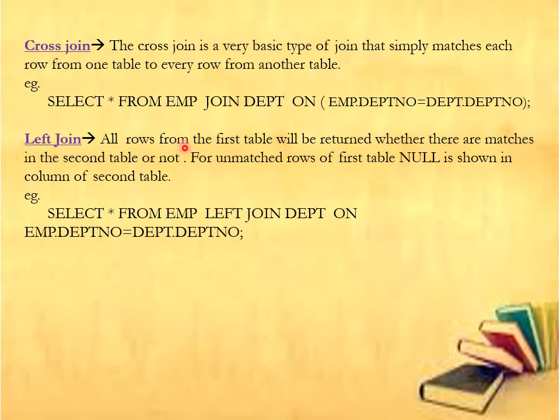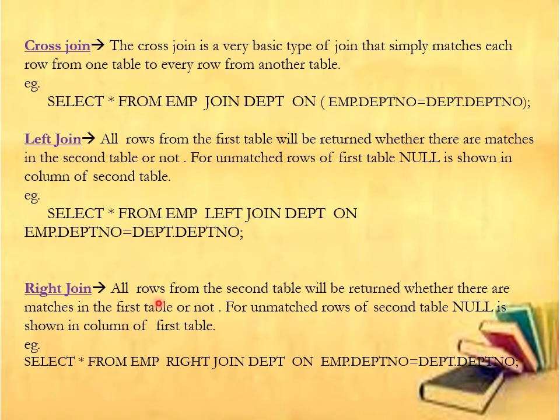Left join. All rows from the first table will be returned whether there are matches in the second table or not. For unmatched rows of the first table, null is shown in the columns of the second table. So this is the code for applying left join. So it will display the result.